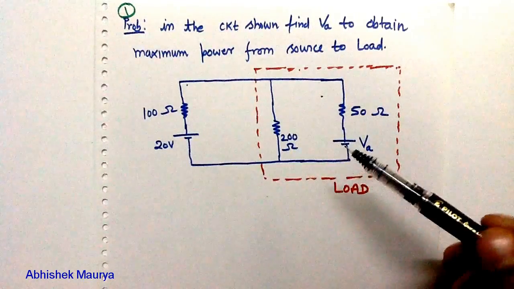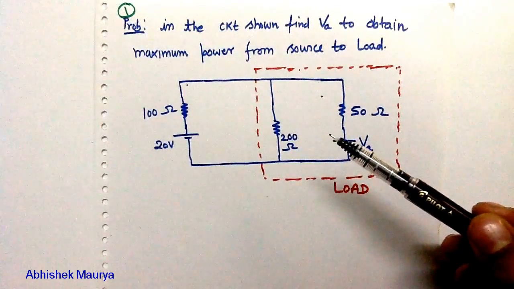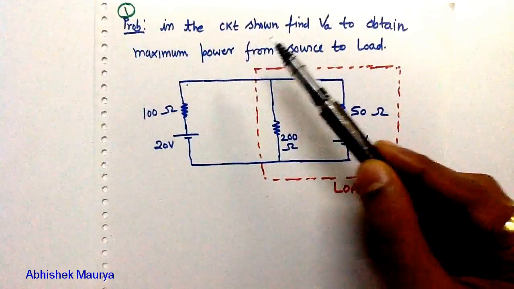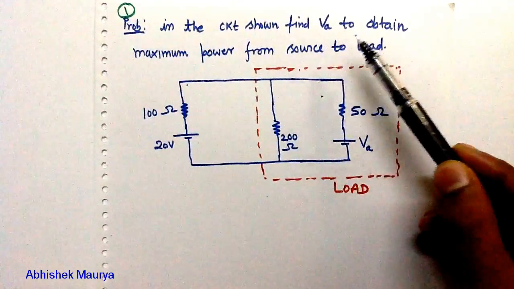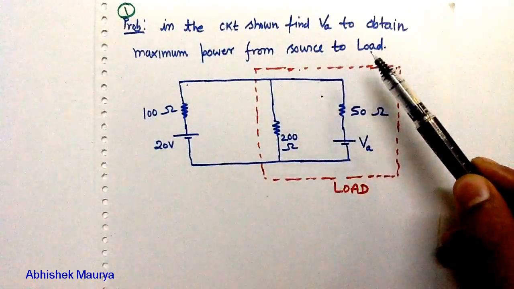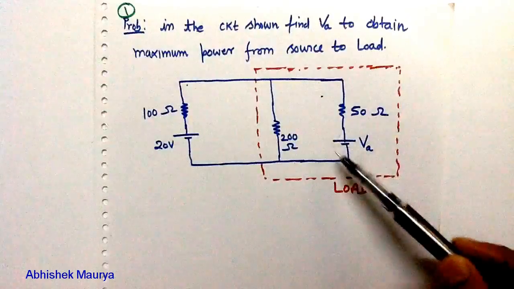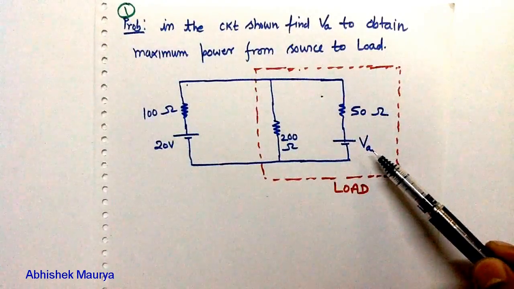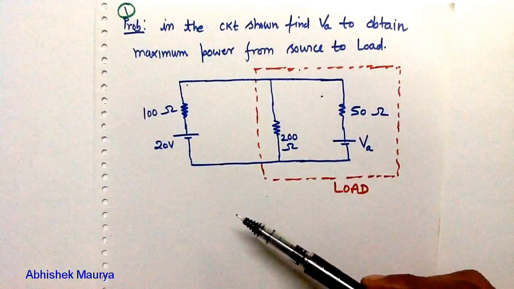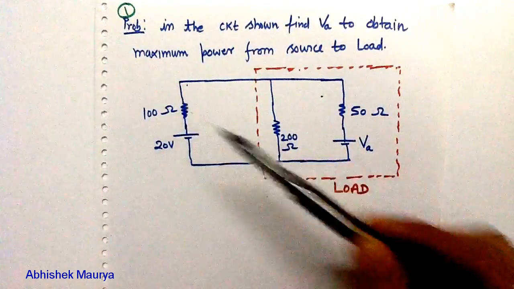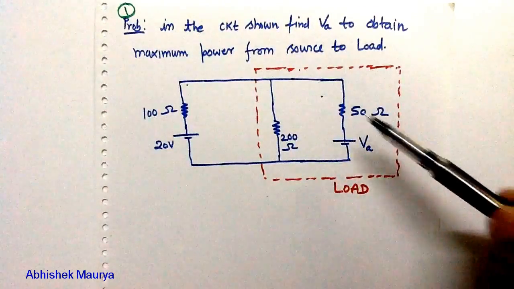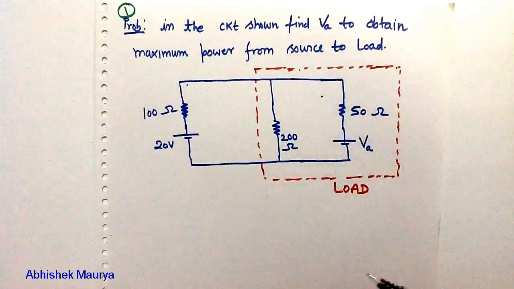In this video, I am going to solve two problems. Problem number 1. In the circuit shown, find VA to obtain maximum power from source to load. We have to find out the value of VA so that maximum power is going to be transferred from the source to the load. This is the load which is in the red box.